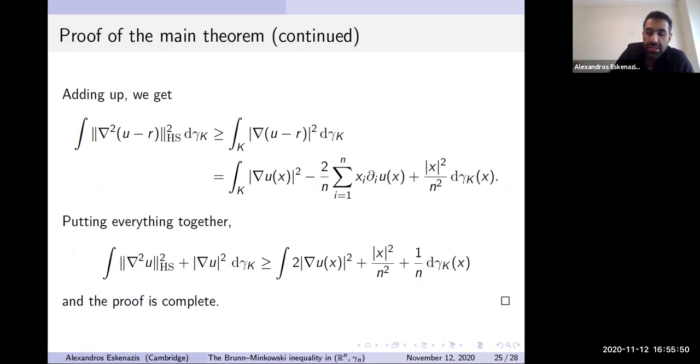But you see that there was a significantly stronger use of the symmetry assumption here that was not available in the previous proofs that were mainly pointwise bounds. Here you actually needed to do something, use somehow the symmetry in a more essential way. So that's a good point for questions.